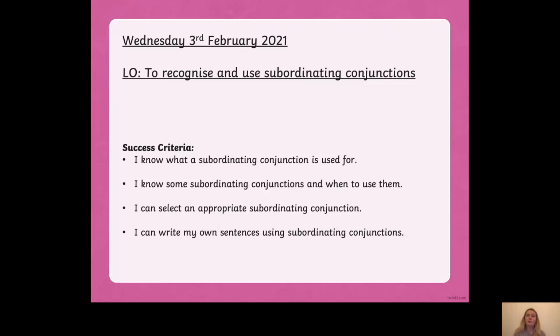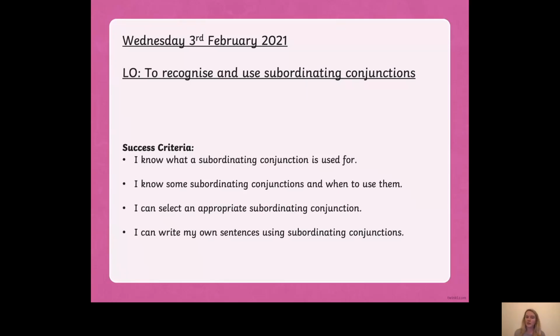Now, can you remember when we looked at the bubble story, we looked at coordinating conjunctions and we used the coordinating conjunctions and, so, but, yet and nor to write sentences about the bubble story. But coordinating conjunctions are not the only type of conjunctions. We also have subordinating conjunctions that we're going to look at today.